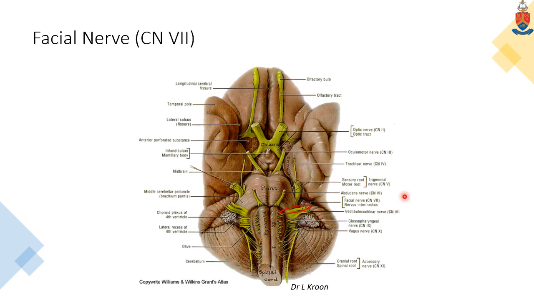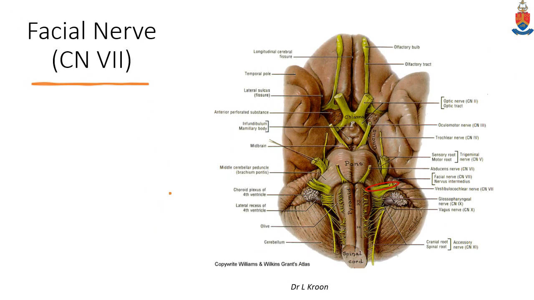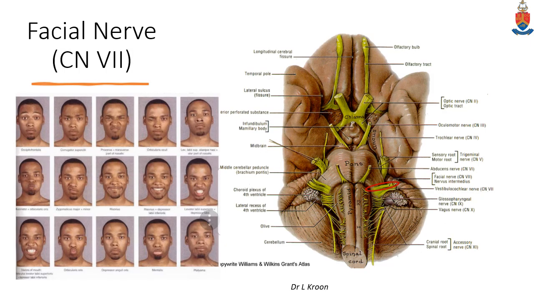Alright, now we'll move on to the facial nerve. We're still in the pons based on the 4-4-4 rule, and the facial nerve is the first of the more complicated nerves. It's going to have multiple motor components. So these are the branchial motor fibers of the facial nerve. These fibers are going to run out and innervate all the muscles of facial expression.